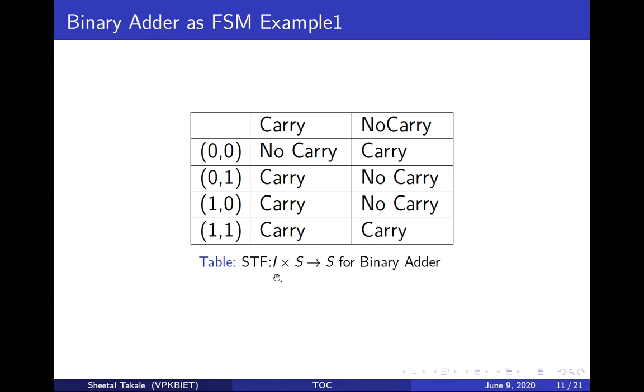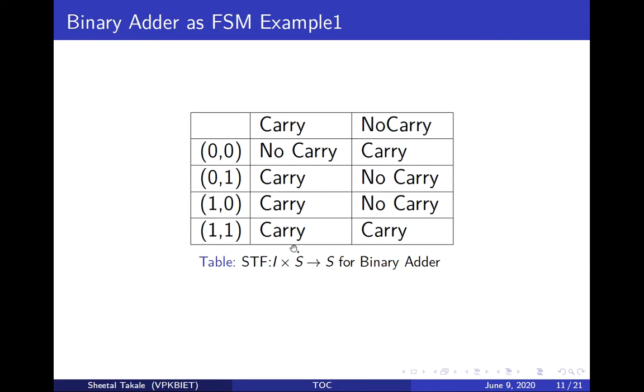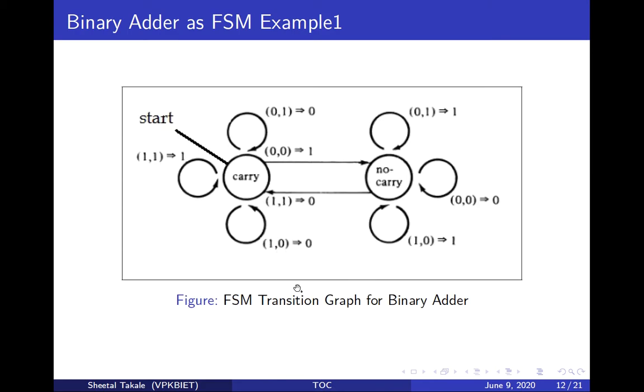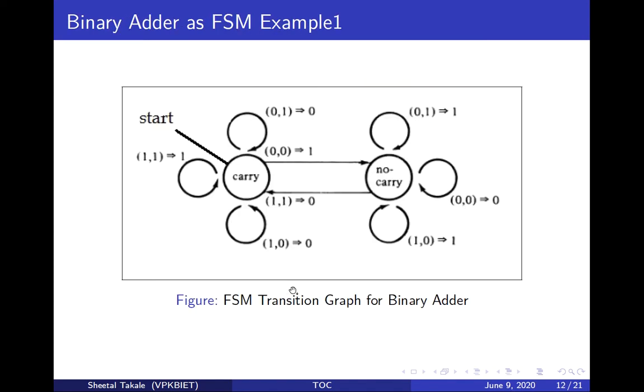Now the STF, that is the state transition function. So 0 plus 0 plus 1 will result in output 1 and the state will be no carry state. Then similarly, 1 plus 1 plus 1 will result in the output 1 and the state will be carry state. So this is the MAF and the STF for the binary adder, and for the same the transition graph is shown here.